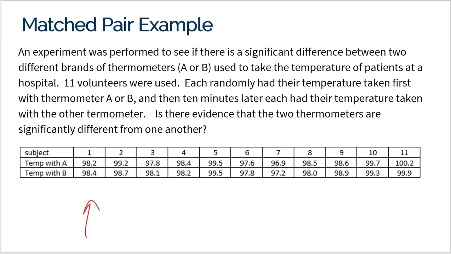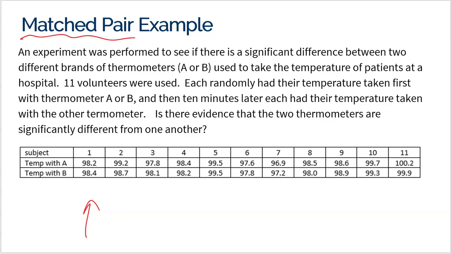So for example, volunteer 1 had a 98.2 temp and then a 98.4 temp. Now again, it looks like I have 2 samples. But if you read the problem, you realize, no, I only have 1 sample. I measured twice. That's a sign of a matched pairs test.